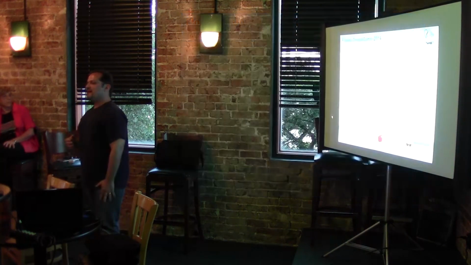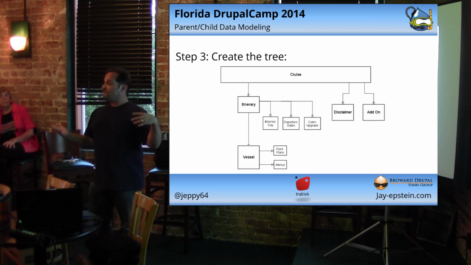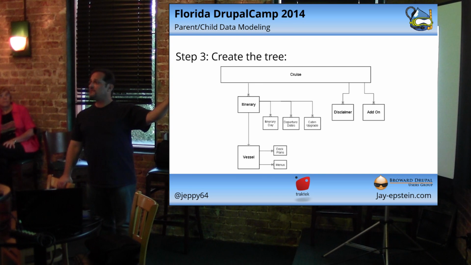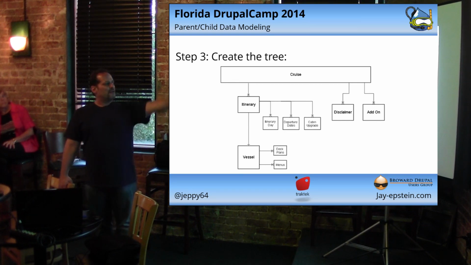Last but not least of the documentation process, draw yourself a pretty picture. I don't care how you do it. I personally don't make pretty pictures like this. I draw them out on paper. But for those that are familiar, the crow's foot, you guys know what that is? Yeah, okay. That's the crow's foot, one to many. That's what those little funky things are that are coming down right above the itinerary box. That signifies that one cruise can have many itineraries.